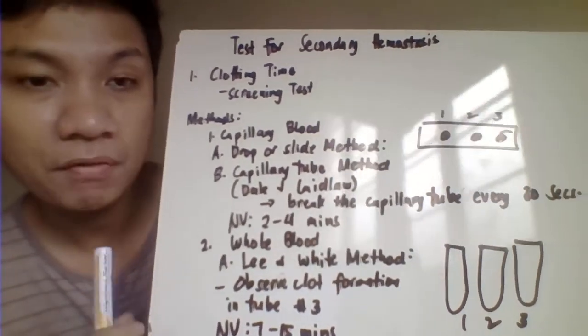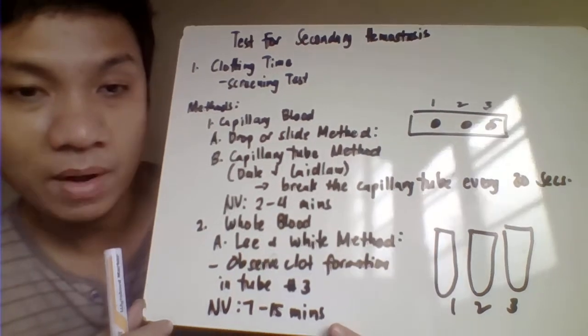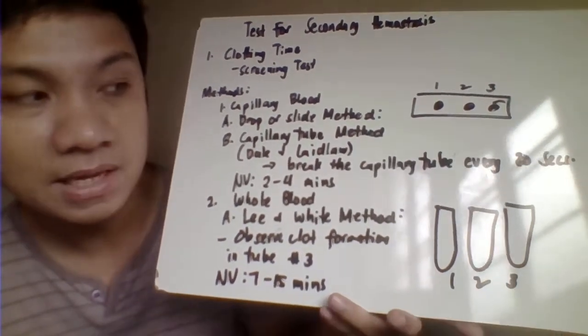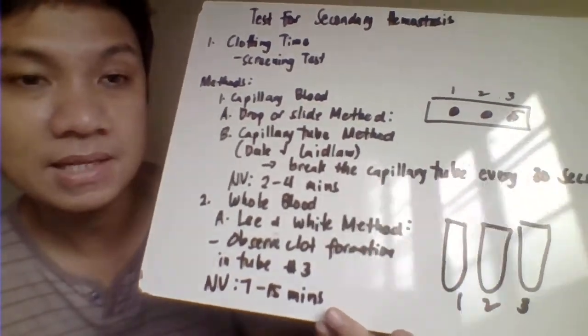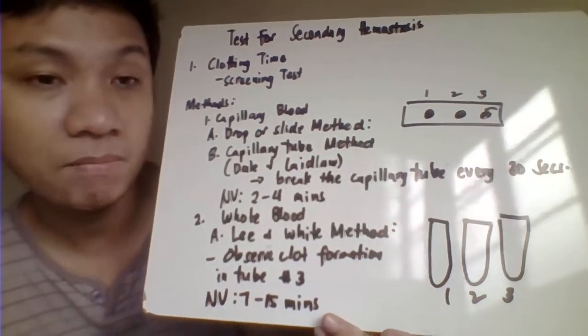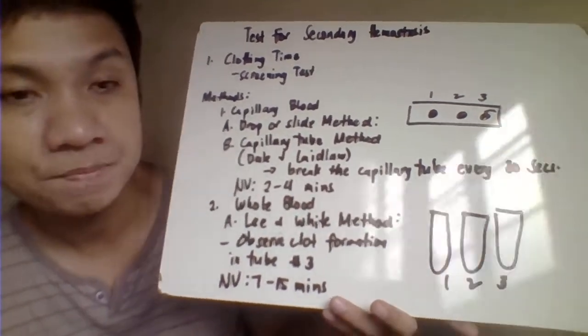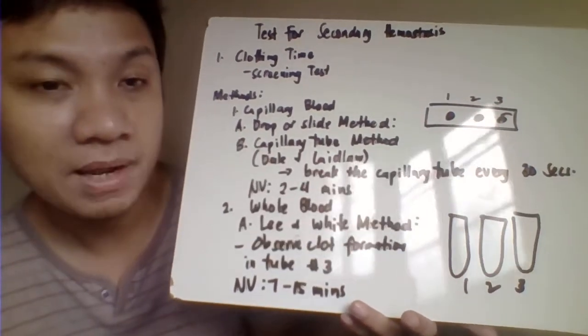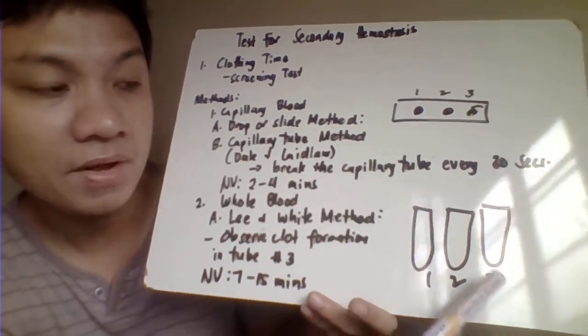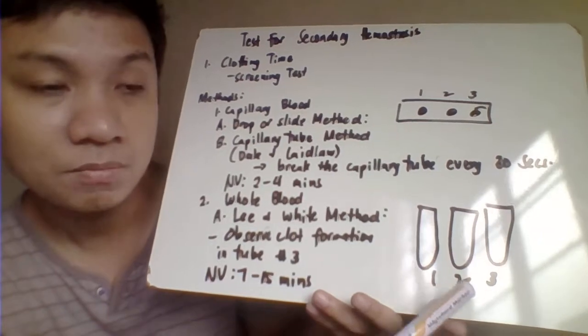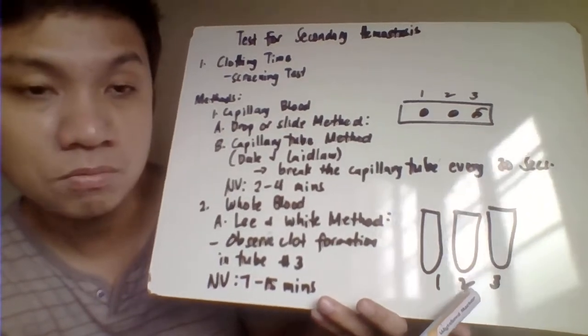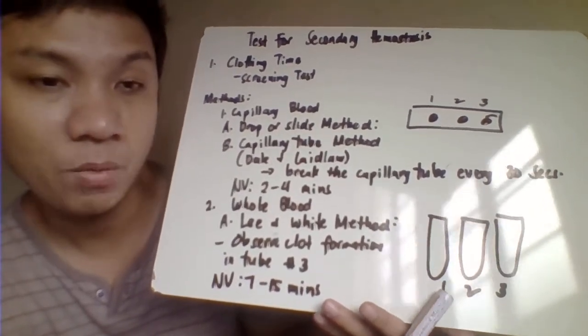Another one, you could also perform the whole blood method with your Lee and White method. For the procedure of the Lee and White method, you'll be collecting 3 ml, or you could have 4 ml of blood. Then prepare 3 test tubes, labeled 1, 2, 3. The first 1 ml, you put in tube number 3, followed by tube number 1, then tube number 2, then followed by tube number 1.